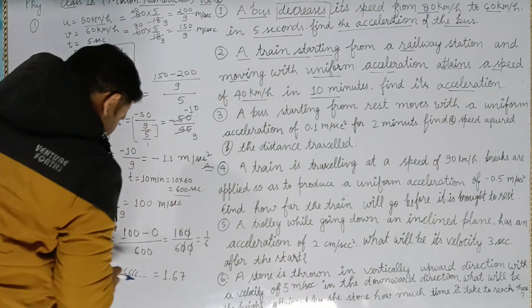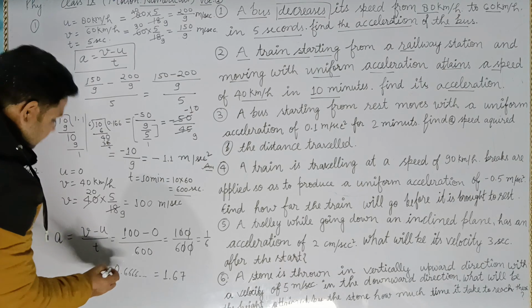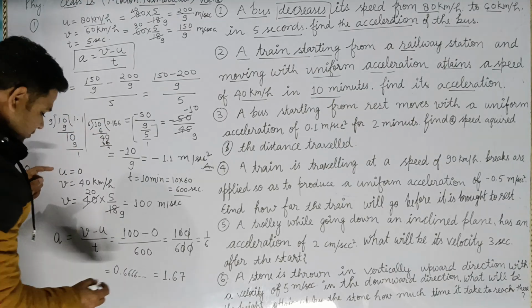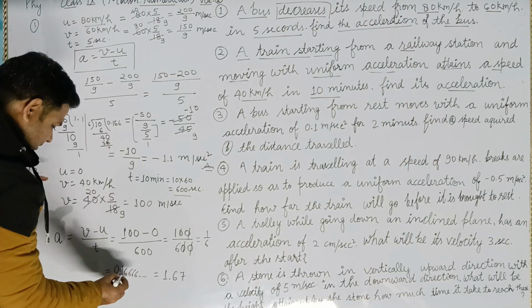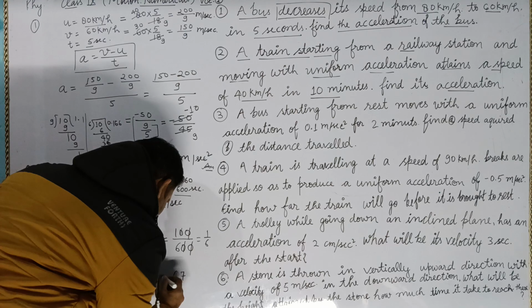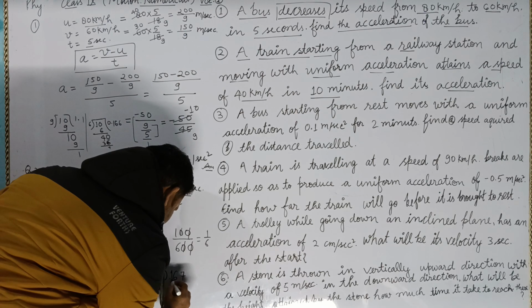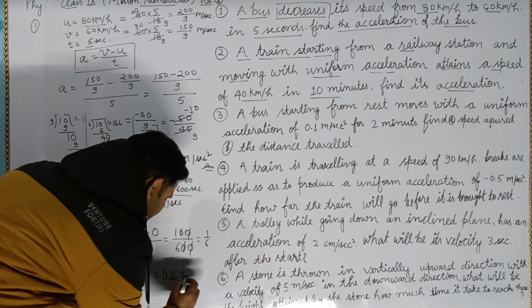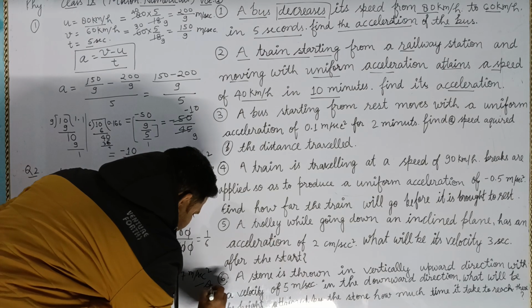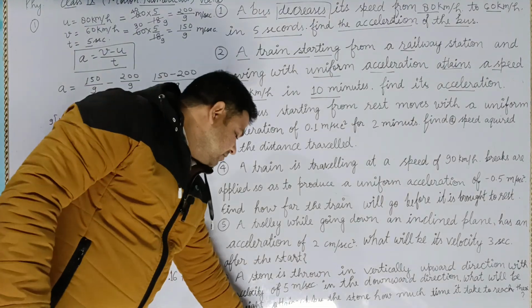So it is only, sorry, it is 0 point, no, 0.16 meter per second square. It is our second solution of this question.